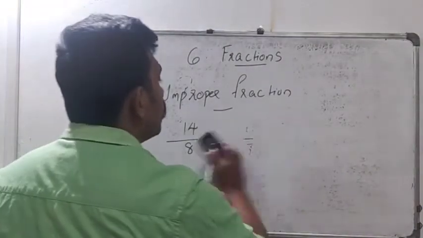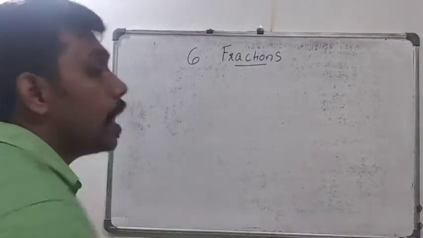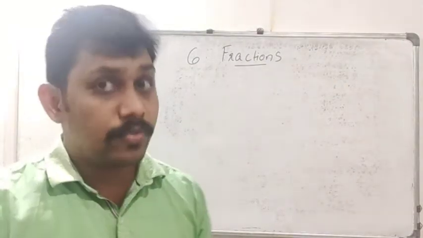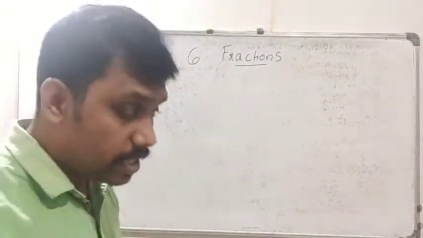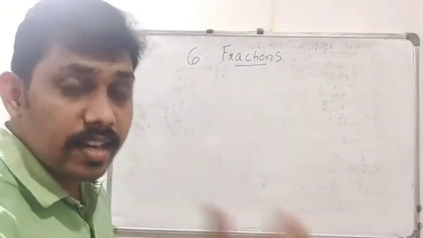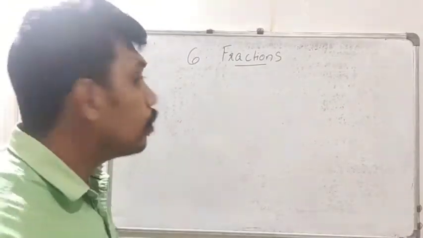Okay, now the next topic is mixed fraction. A mixed fraction consists of a whole number and a proper fraction. Whole numbers are 1, 2, 3, 4, 5, 6, 7, 8. They are called whole numbers, isn't it? So a mixed fraction consists of a whole number and a proper fraction. I am going to explain it. Improper fractions are converted into what? Mixed fractions. I am going to take an example.